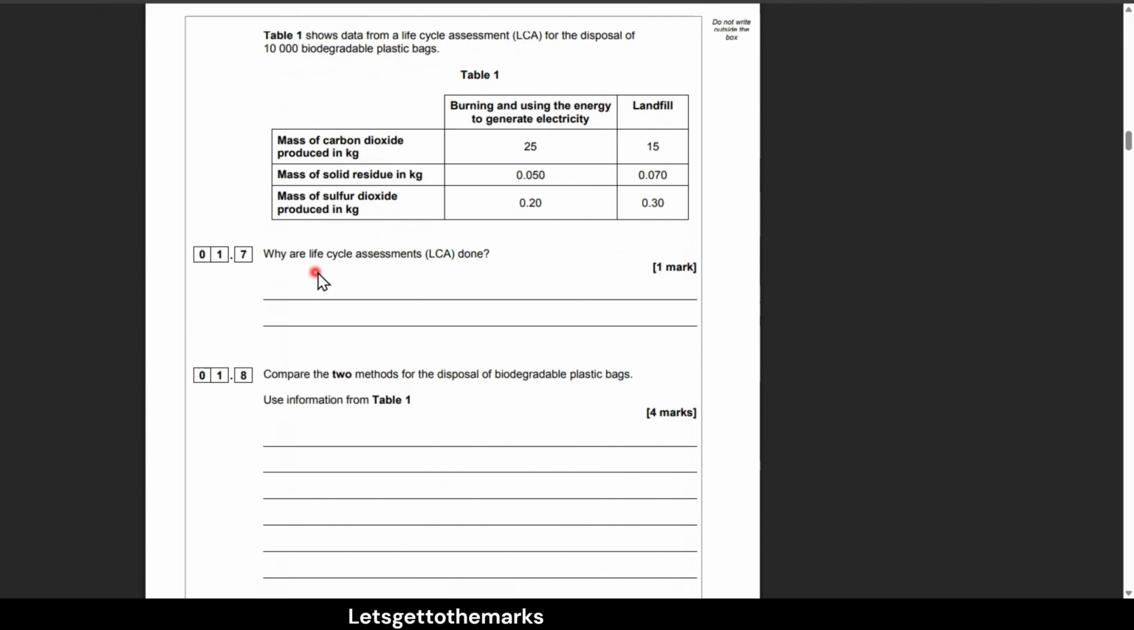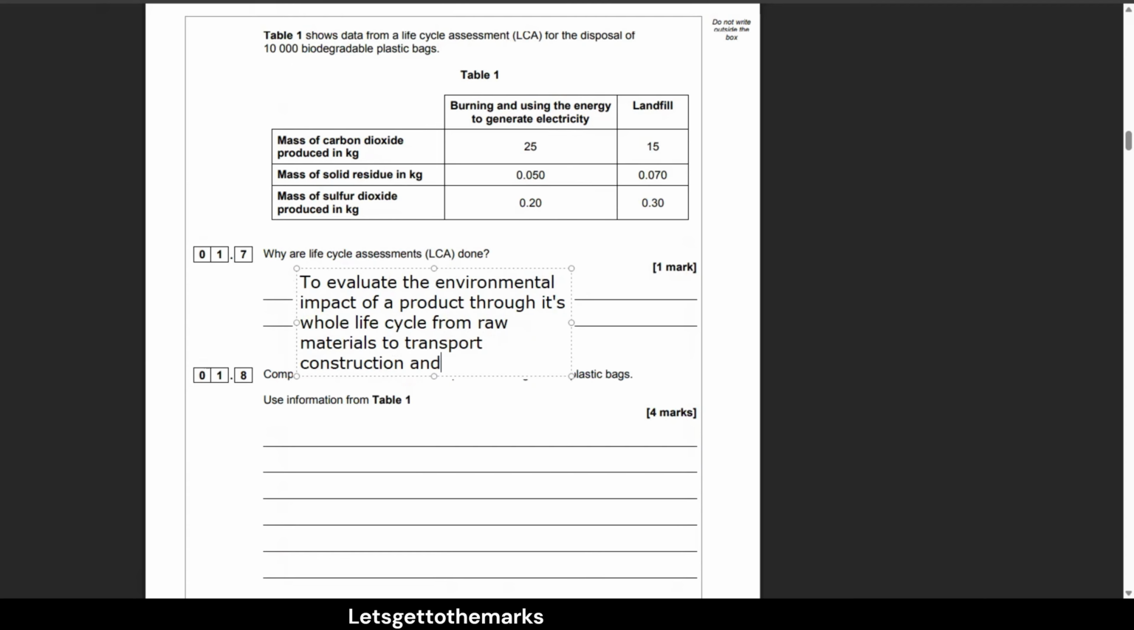Okay, why are life cycle assessments done? So it's really to see what is the environmental impact of a product through its whole life. To evaluate the environmental impact of a product through its whole life cycle, from raw materials to transport, construction, and these are just some of the things. I've not included them all, and disposal.